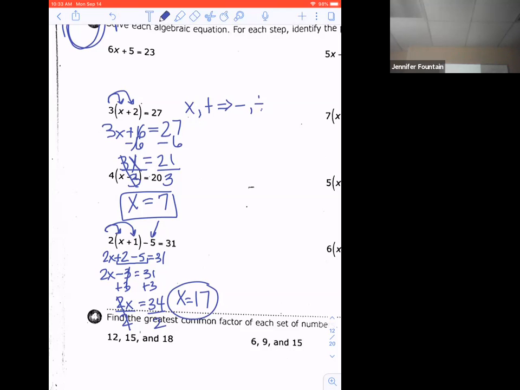Right-hand side. See if I can do better on the right-hand side. We started out with 5x minus 7 equals 28. We had to add 7 to each side and then divide by 5. So x is equal to 7.